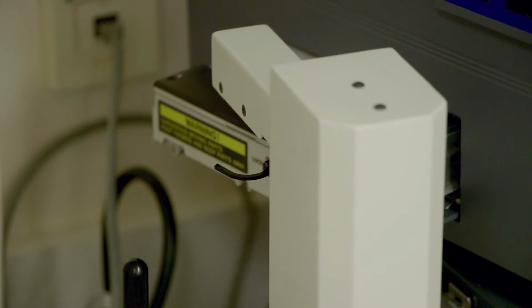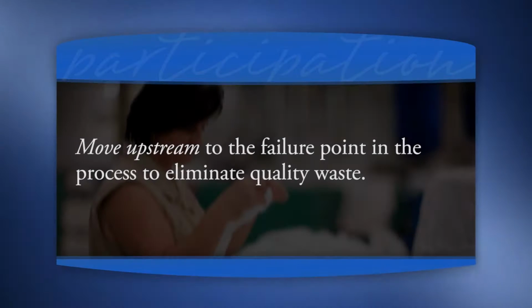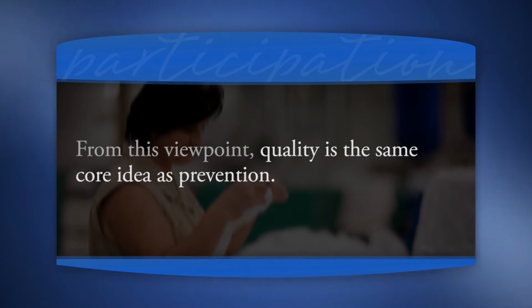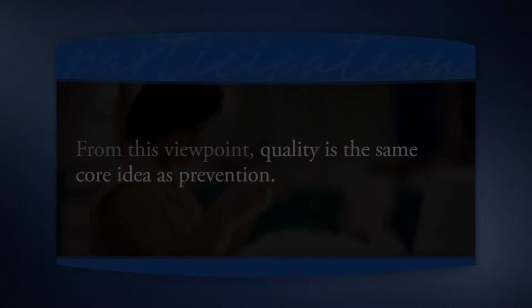This is called inspection in quality theory. Move upstream to the failure point in the process and fix the process so that that failure never happens again. From this viewpoint, quality is the same core idea as prevention, but generalized to apply across all circumstances.